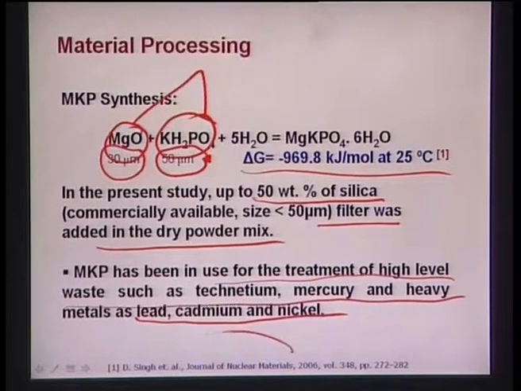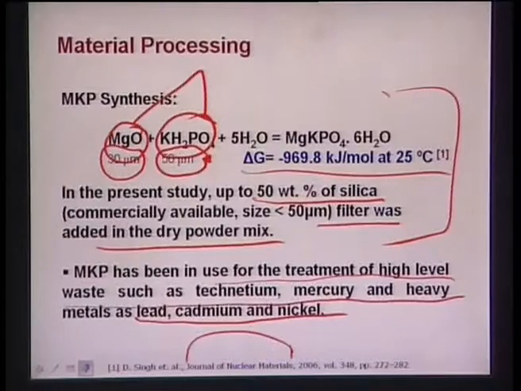This has already been published in the Journal of Nuclear Materials by a group of researchers from Argonne National Laboratory, United States, and this is the processing technique that was developed and used to make this magnesium phosphate. But remember, this has 6 H2O, so it is a hydrated magnesium potassium phosphate material.